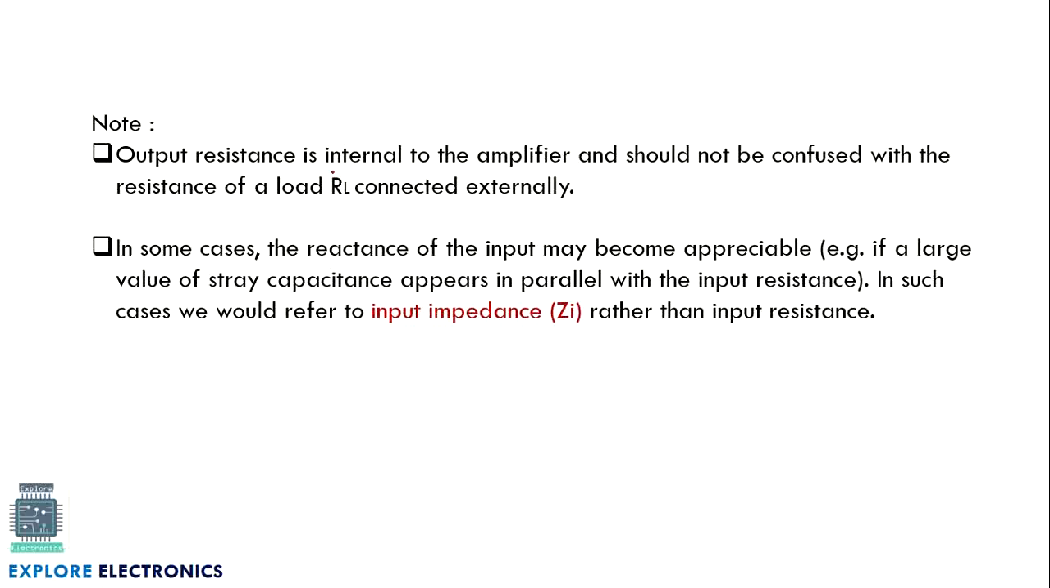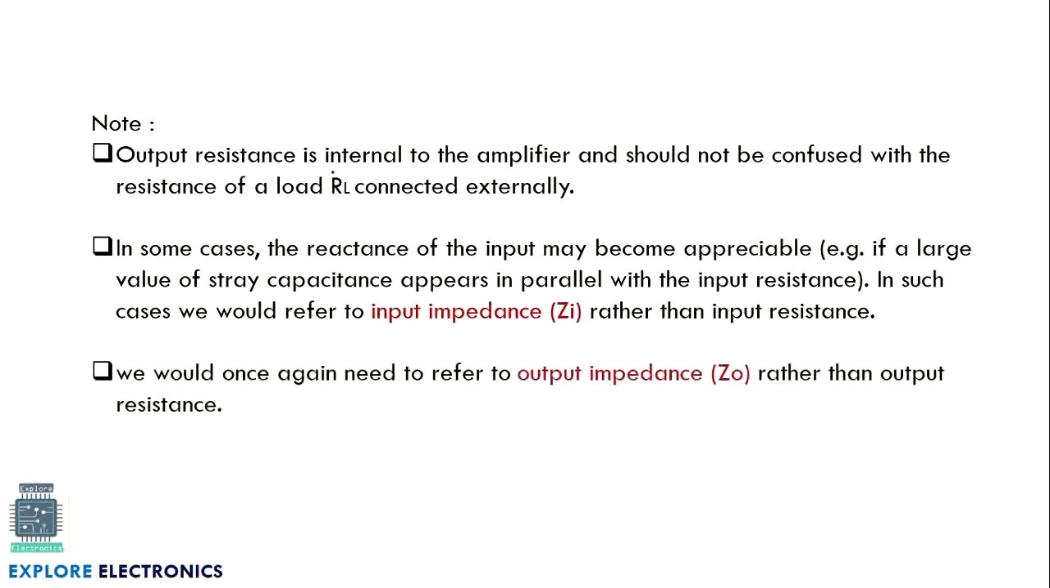And in some cases, when capacitance comes into the picture, the reactance of the input may become large, meaning a stray capacitance appears in parallel with the resistance. In such cases, the resistance and the capacitive reactance together are called the input impedance, represented as Zi. Remember, for any amplifier, the input impedance, or the input resistance, should be high and the output resistance should be low. Similarly, we call that the output impedance. Output impedance should be low.